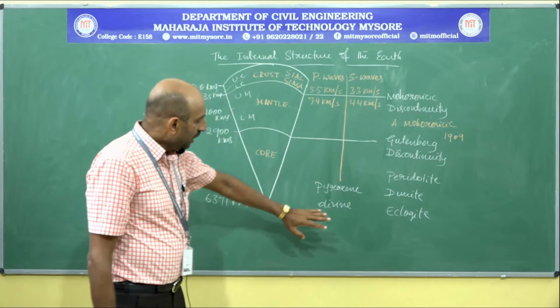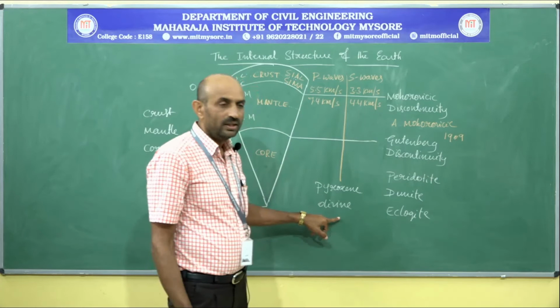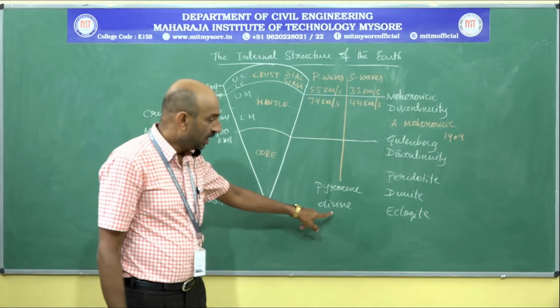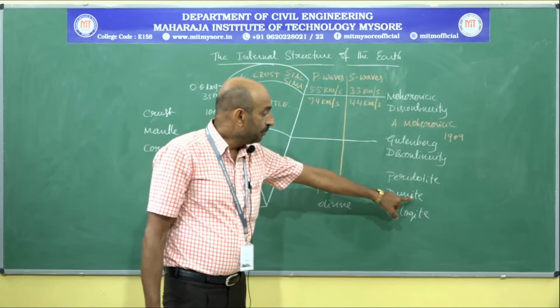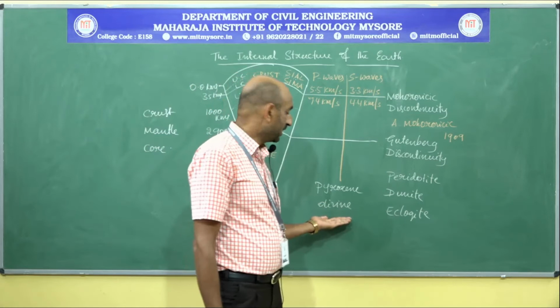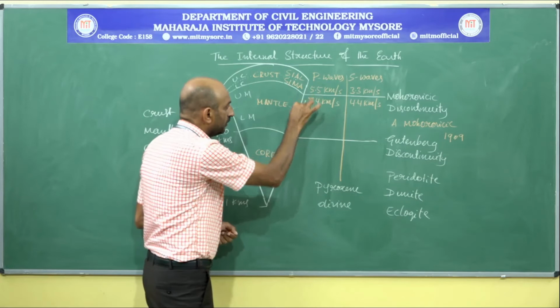Olivine is an ultrabasic mineral which is rich with magnesium, iron, silica. It appears in olive green color, a granular habit mineral. Dunite is a monomineralic rock which is formed basically of olivine mineral. But all the three rocks are rich with magnesium, iron, silica. When we go deeper, the iron content is enhanced.